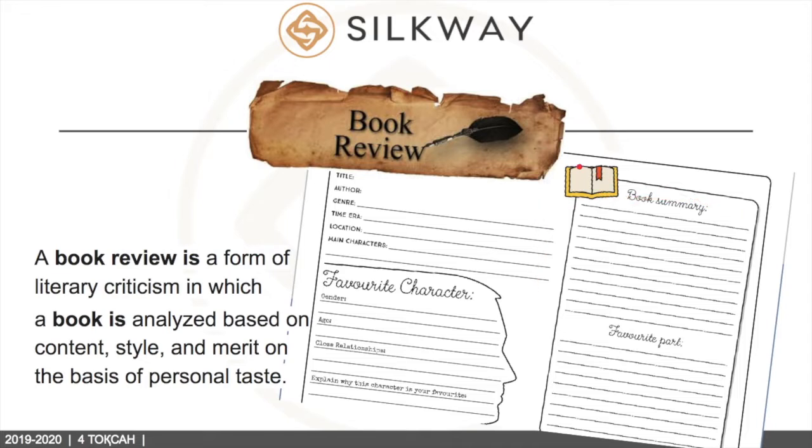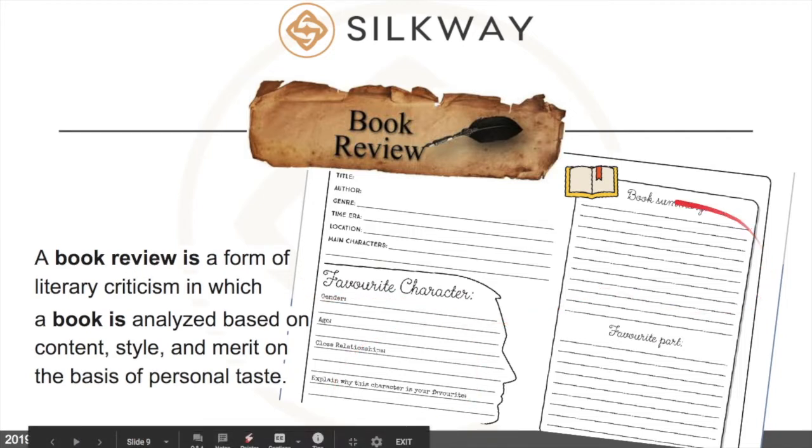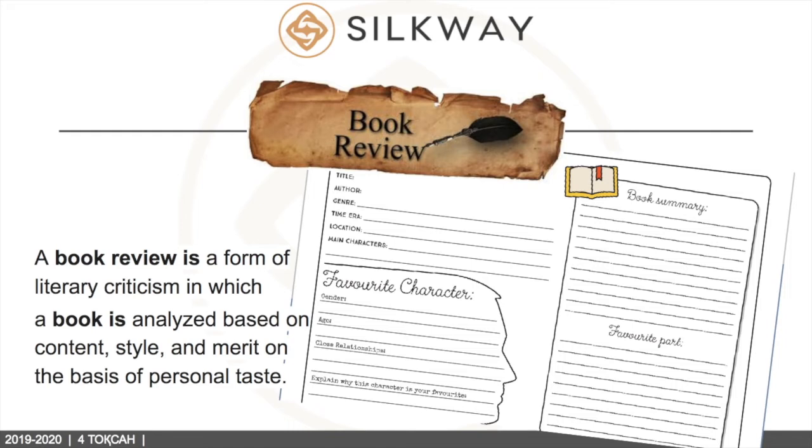So if you're going to write a book review of a fiction novel, you're going to write a title, author, genre, time era, which time it is set in, the location, main characters, favorite character. And if you're going to tell about your favorite character, you will say some information about that person, and the book summary and the favorite part, etc., etc. So there are many types of book review, and today we're going to do one of them.